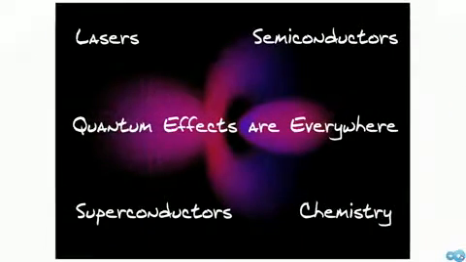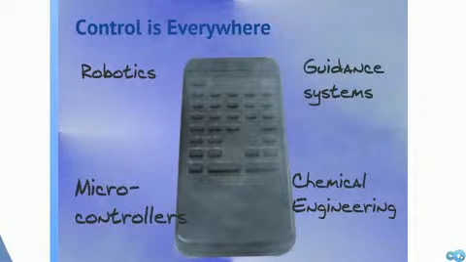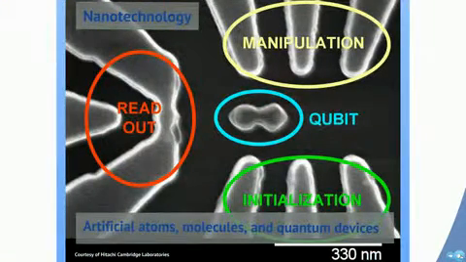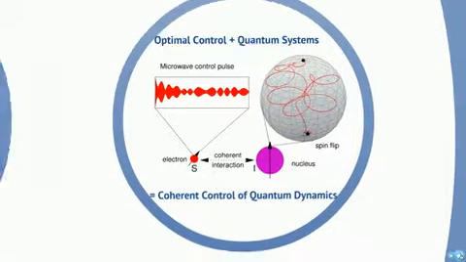Quantum effects are everywhere, from lasers to semiconductors to superconductors to chemistry and biology. Similarly, the field of control is essential for most modern technology, for example regarding robotics, guidance systems, microcontrollers, and chemical engineering. Naturally, we would also like to extend control to nanoscale systems and quantum dynamics in atoms, molecules, and quantum devices. This can be done by engineering the Hamiltonian that governs the evolution of the system via the application of optimized external electromagnetic fields. There are many applications of quantum control.